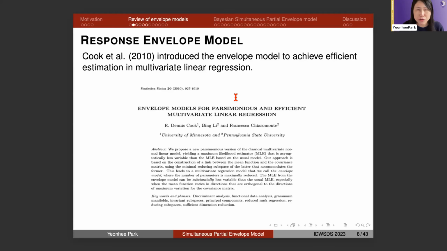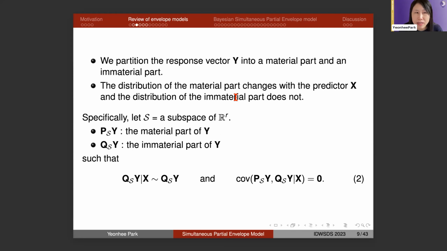To address the issue, envelope model was introduced in 2010 by Cook and his colleagues. The idea is to partition the response vector Y into material part and immaterial part. We call the linear combination of Y the material part of Y if the distribution of the material part changes with the predictors. Otherwise, it is the immaterial part of Y.